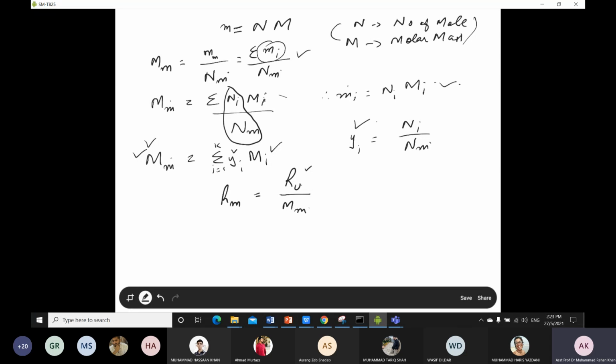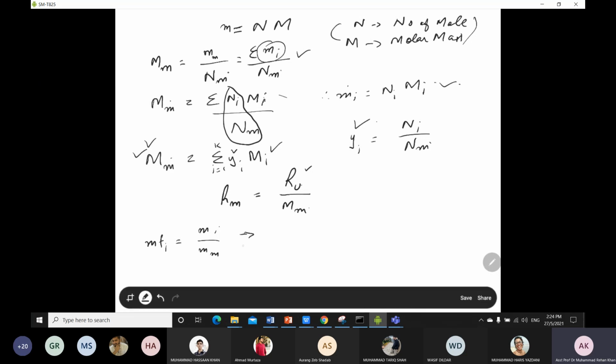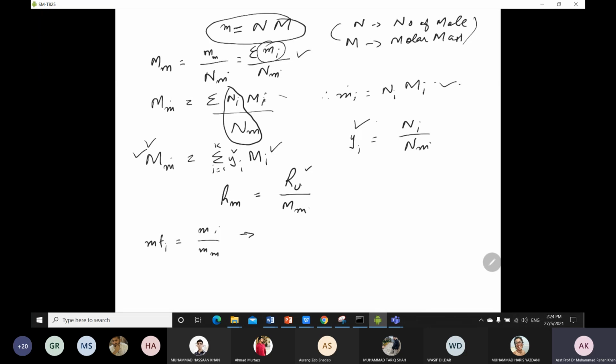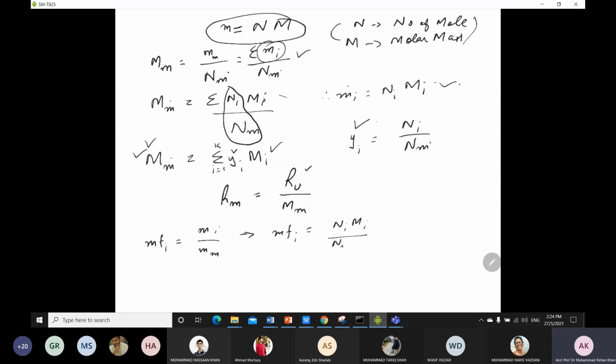From here we have to develop another term which we already discussed: the mass fraction of the individual component is equal to the mass of the individual component over the mass of the mixture. We already saw this equation in the previous slide as well. If we put the value m equal to nM in this equation, we can write that the mass fraction of the individual component is equal to the number of moles of the individual component times the molar mass of the individual component, over the number of moles of the mixture times the molar mass of the mixture.